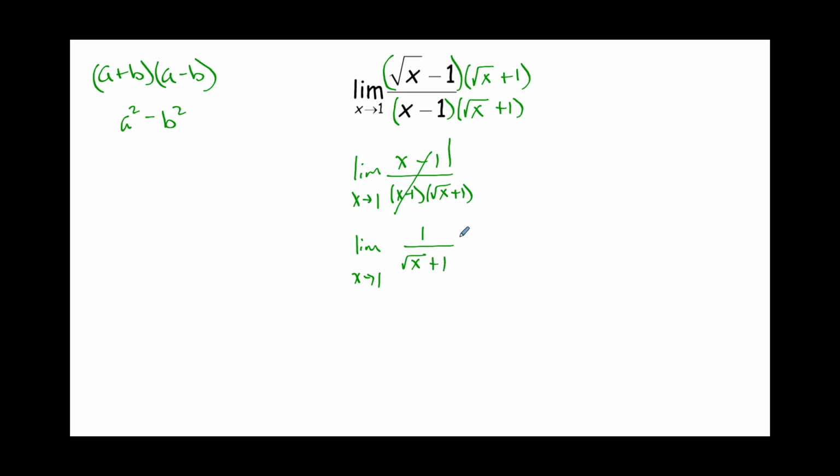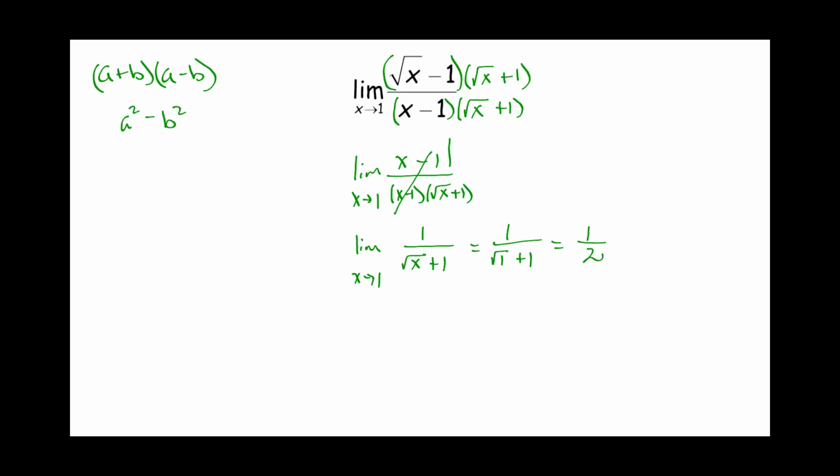So now we can actually plug in, because we no longer have 0 over 0. We have 1 on top, which means we don't have 0 over 0 anymore. So on top we still have that 1, and on the bottom we have the square root of 1 plus 1. The square root of 1 is 1, so it's really 1 plus 1, or 2 in the denominator. So that is just one example of how to use the conjugate to find our answer.